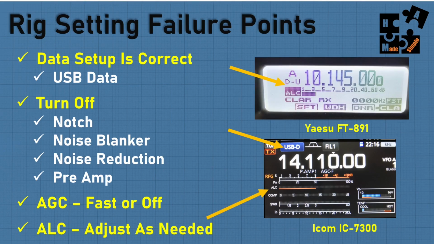And here on the ICOM 7300, you can see it's too high. It really needs to be down probably about in here. As you can see, it's correctly set within the FT891. So again, make sure that your ALC is set to 1/3 or less.